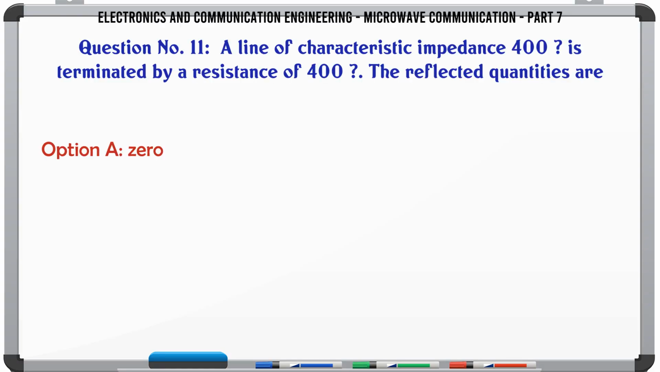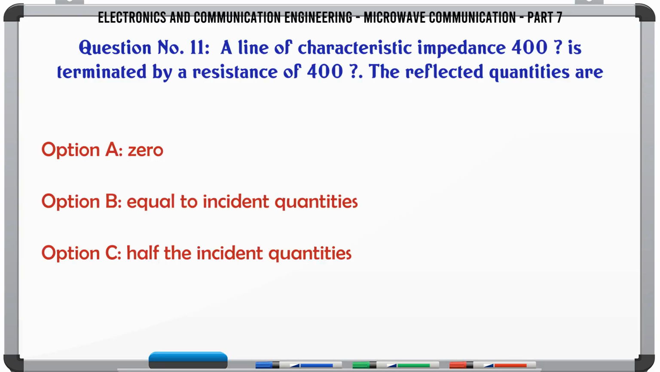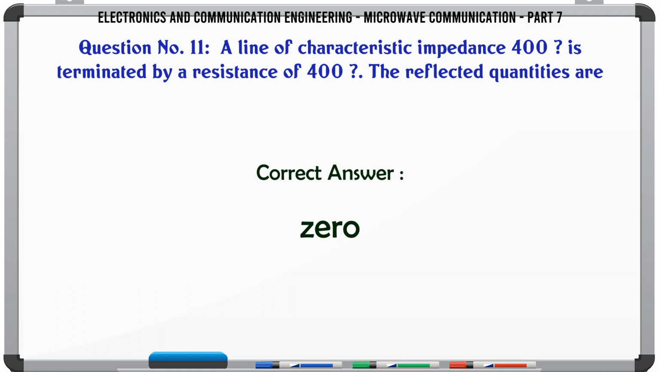A line of characteristic impedance 400 is terminated by a resistance of 400. The reflected quantities are A. 0, B. equal to incident quantities, C. half the incident quantities, D. double the incident quantities. The correct answer is 0.